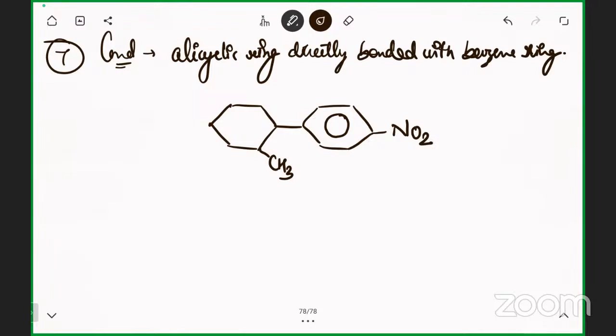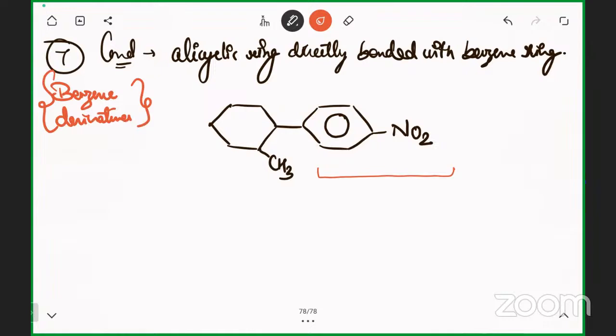First, see here, this benzene ring is considered as the parent chain or parent compound, so it will be named at the last. That's why we say it is a benzene derivative. Remember this. So how will we do the numbering? First 1, 2, 3, 4. On the fourth position, the NO2 group is present. Then the fifth and sixth carbon, that is benzene.